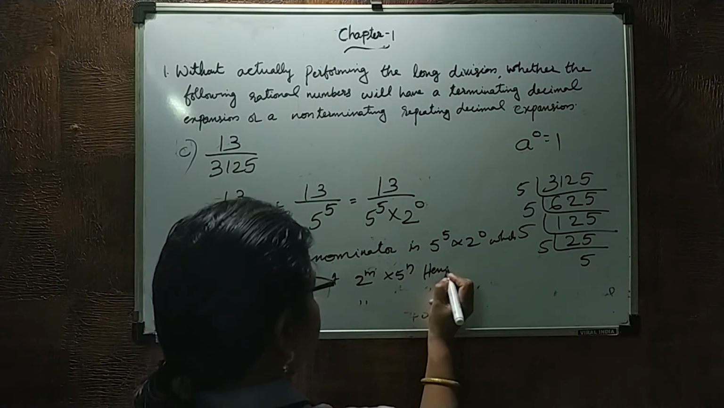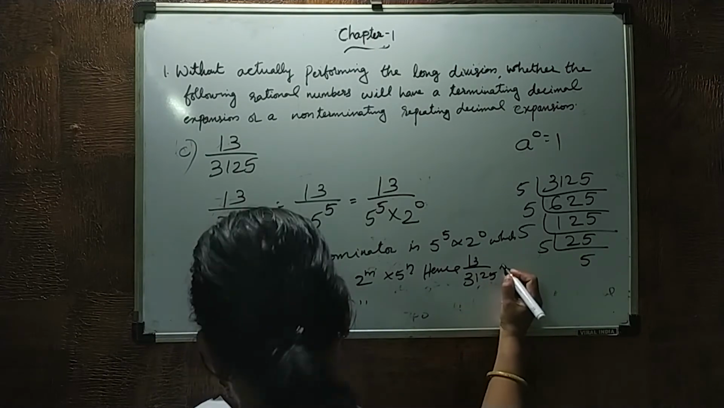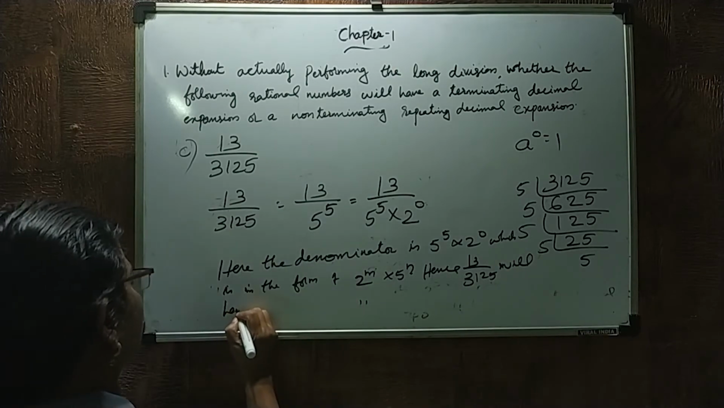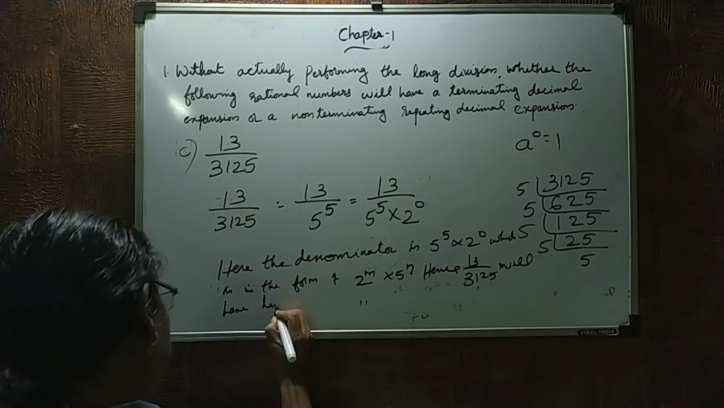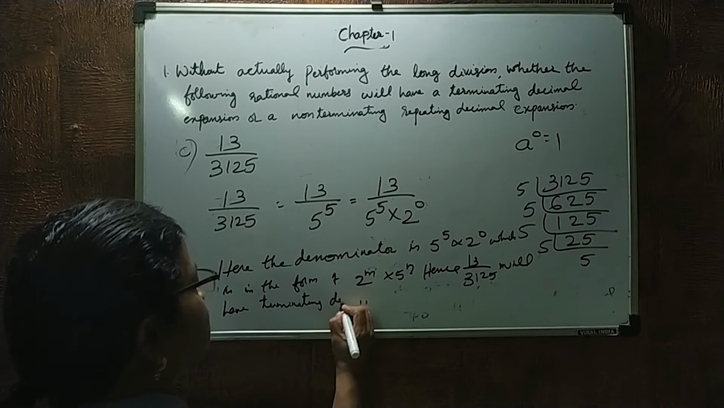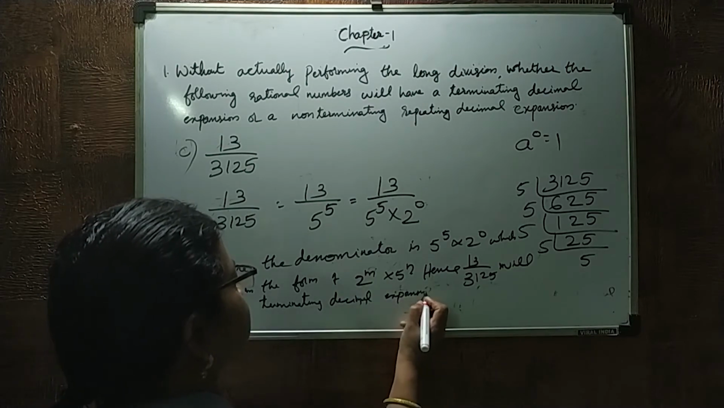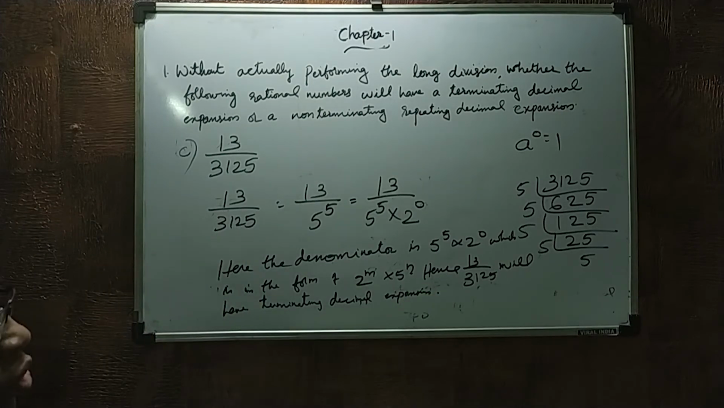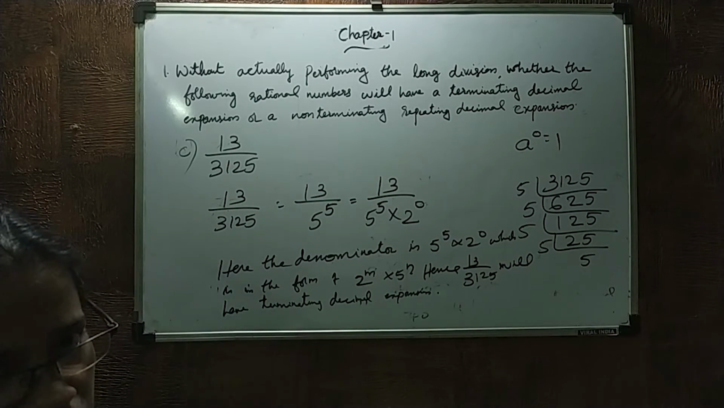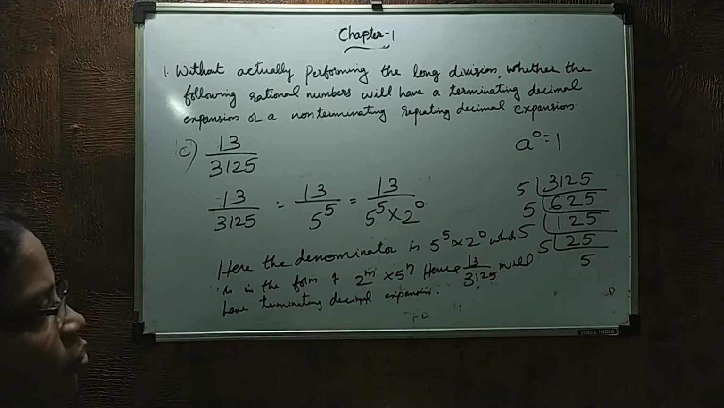Hence 13 by 3125 will have a terminating decimal expansion. So if only 2 raised to something is there, it means you have to multiply by 5 raised to 0. If 5 raised to something is there, then you have to multiply by 2 raised to 0.